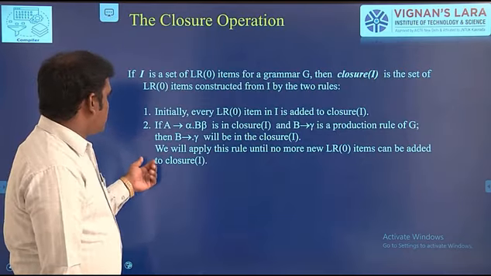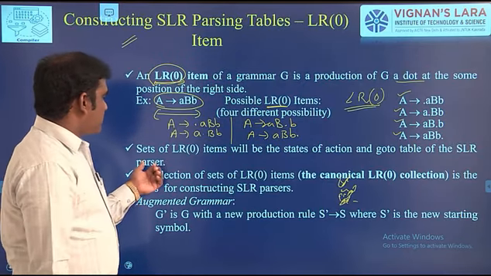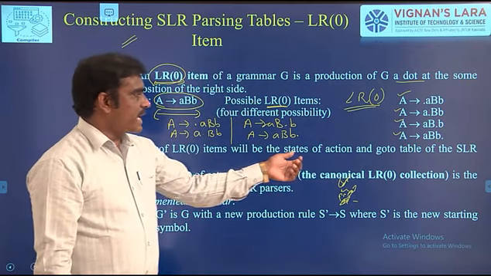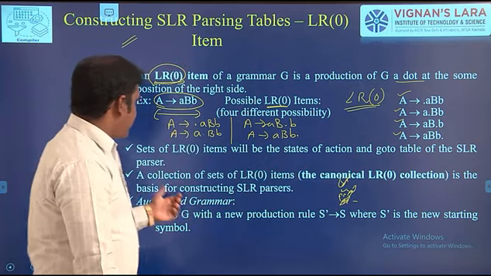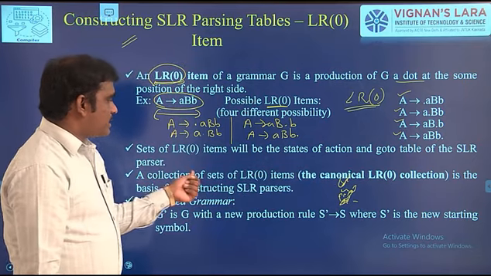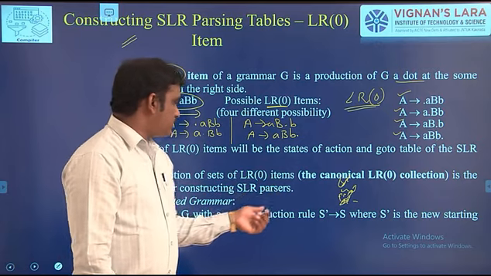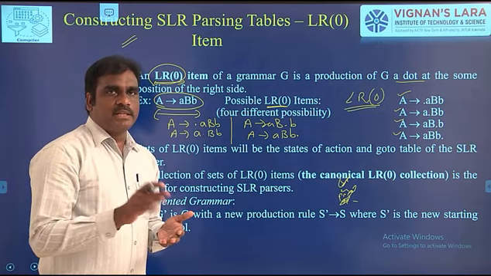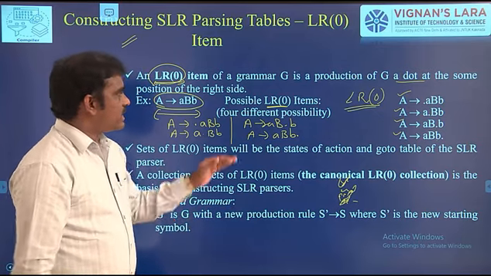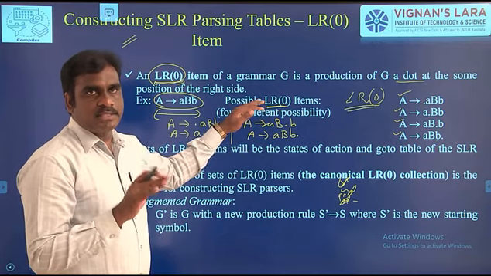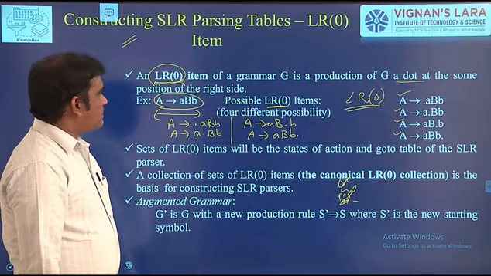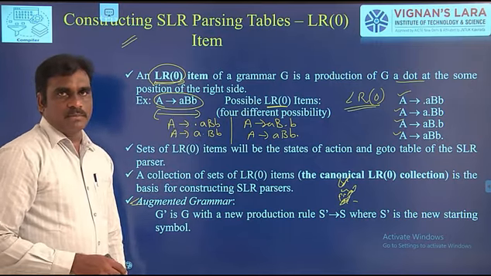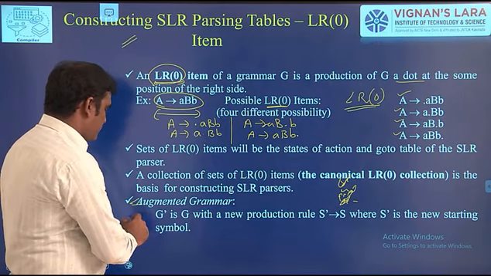Next one. So here the set of LR(0) items will be the states of the action and go to table of the SLR parser. A collection of sets of LR(0) items is the basis for constructing the SLR parser. Suppose if you take any LR parsing, the construction of LR(0) items is the very basic and first step. And for each and every LR parsing table, first we have to write the augmented grammar. So this is the first.